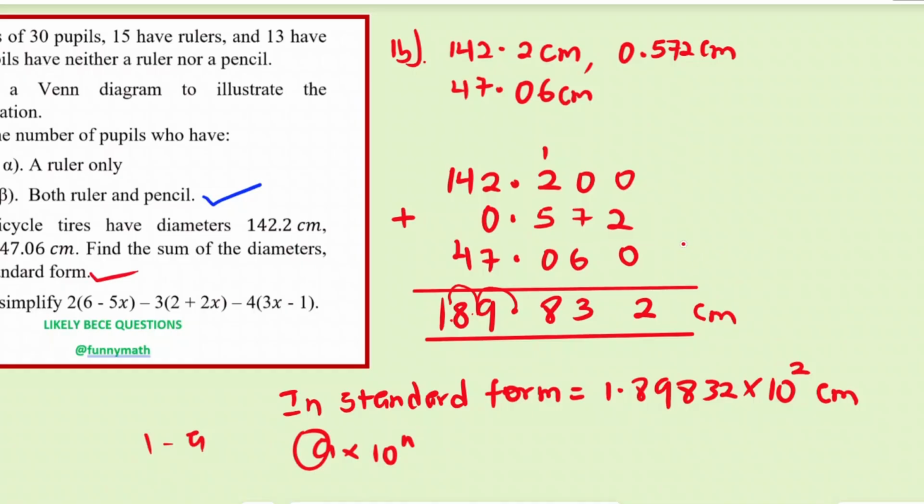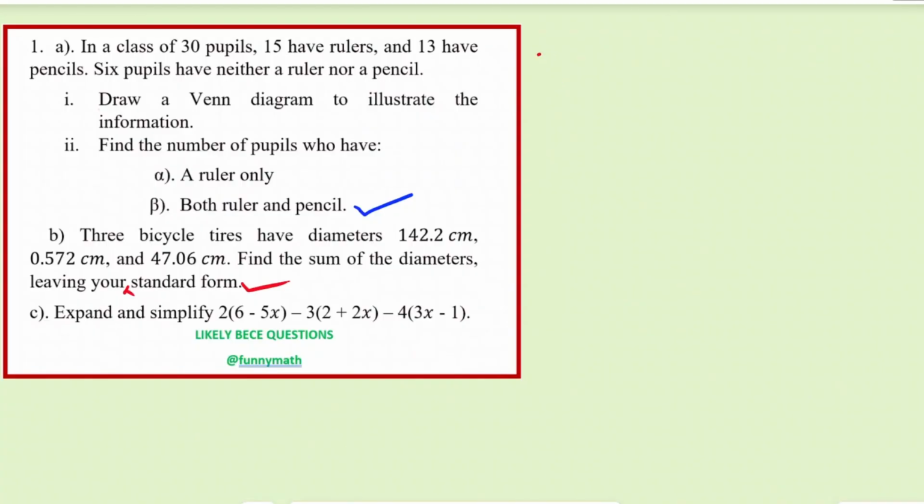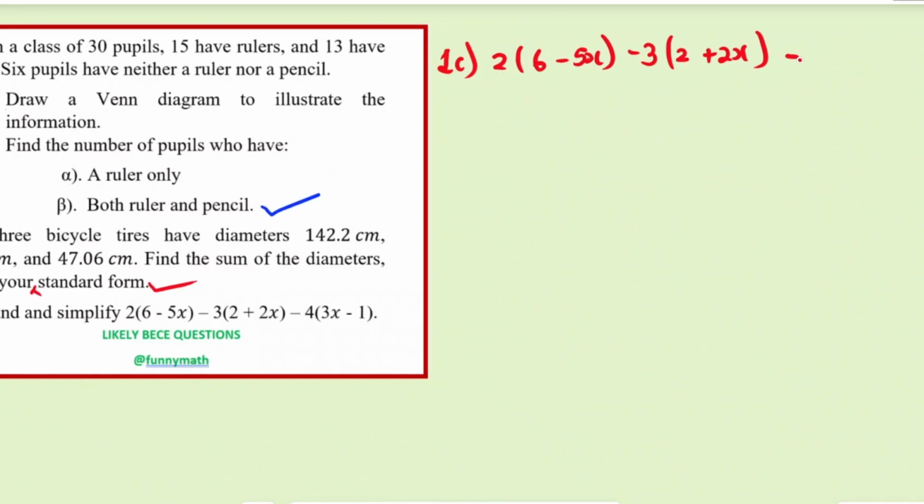Now let's get the last one. That's going to be 1c. Let's get that one here. We have to expand and simplify. So we have 2 into bracket 6 minus 5x, minus 3 into bracket 2 plus 2x, minus 4 into bracket 3x minus 1. So that's the expression.